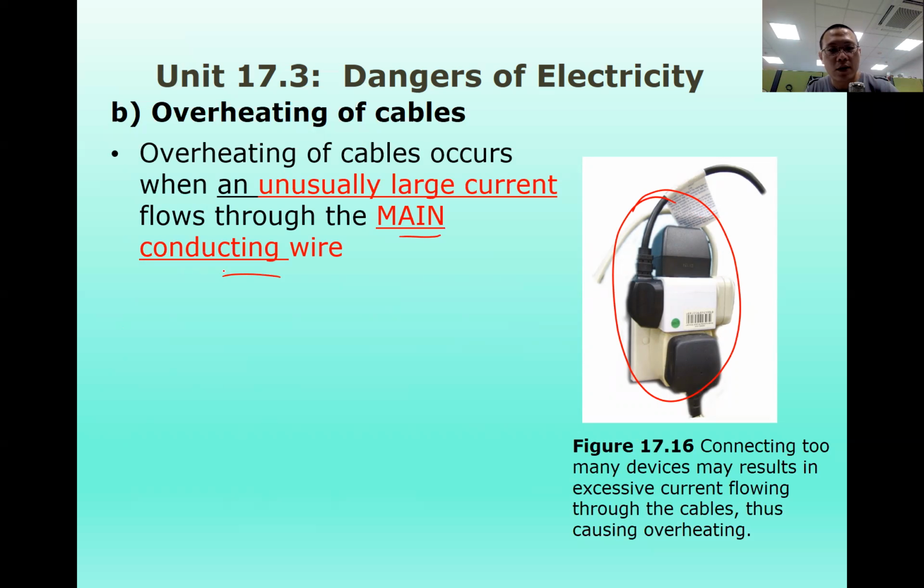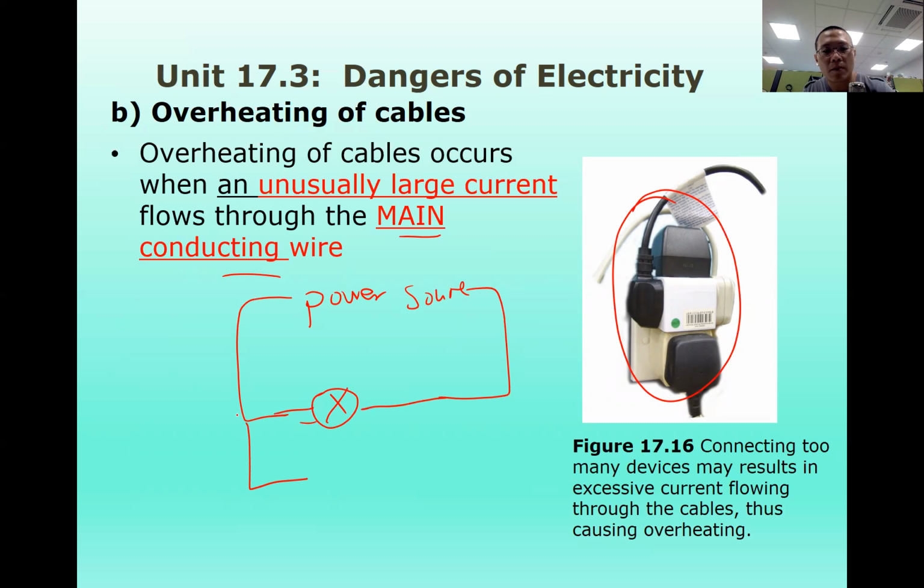For example, this. Let's say this is a power source, which could be from the power socket. Because of the power socket, there are multiple plugs being plugged in. For example, I have a plug to control my light, and maybe I have another wire connected to my power source.